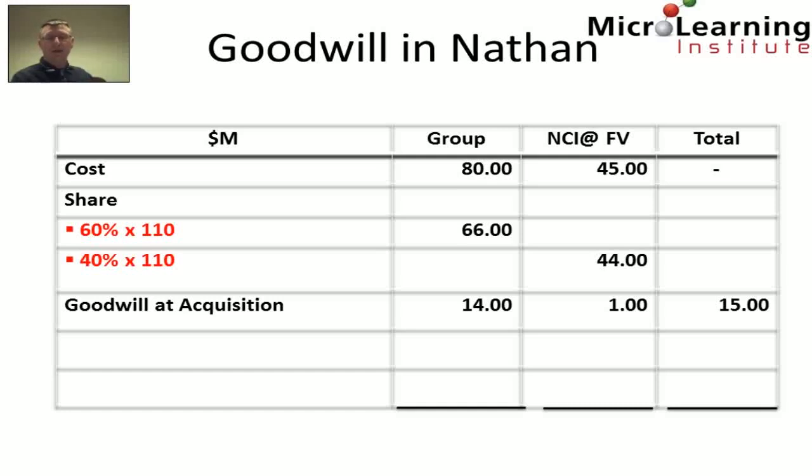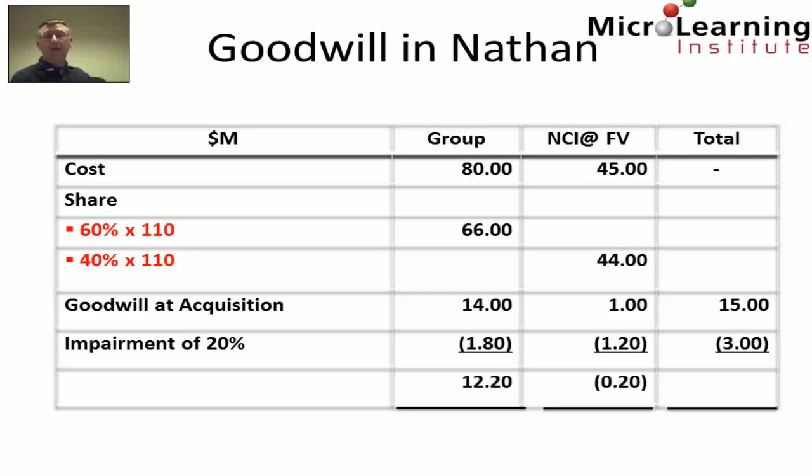acquisition of $15 million. Now, we're also told in the question that there has been an impairment since acquisition of 20% of the goodwill originally recognized. So this is 20% of 15, which of course is $3 million, and this is now allocated to the group and the non-controlling interest in proportion to their 60% and 40% shareholdings respectively, giving us a closing goodwill in the group of $12.2 million and a negative goodwill in the non-controlling interest of $200,000 and a net overall total goodwill of $12 million.